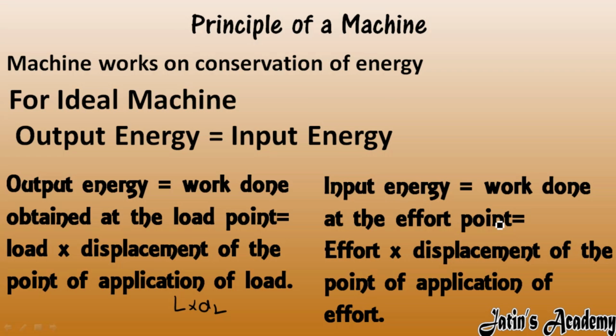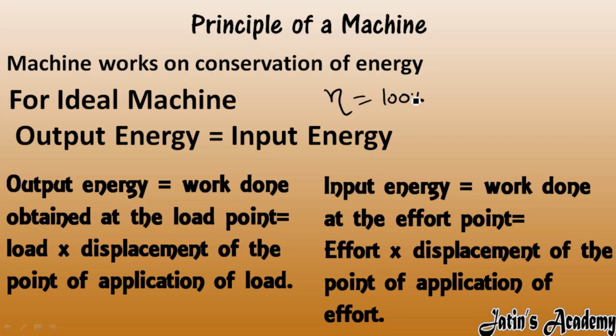At the effort point we are giving a force, or we are giving energy to a machine. So work done at the effort point is called input energy. This is basically effort into displacement of the point of application of effort, or I can write effort into displacement of effort. Now for the ideal machine, there are no losses. We will not consider any losses. For an ideal machine, efficiency is 100%. But in the actual scenario, efficiency is not 100% because some losses are there.